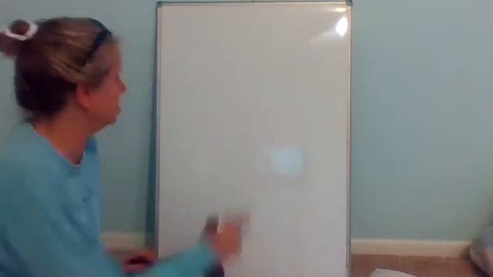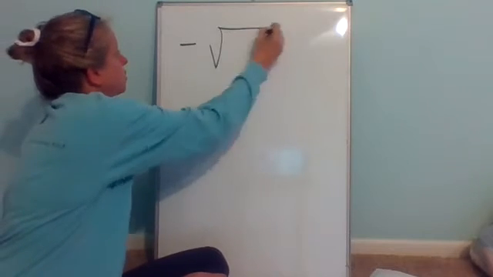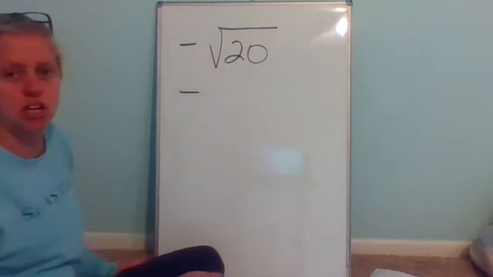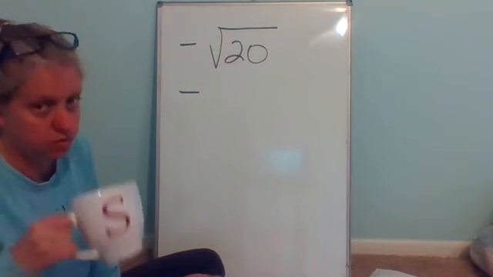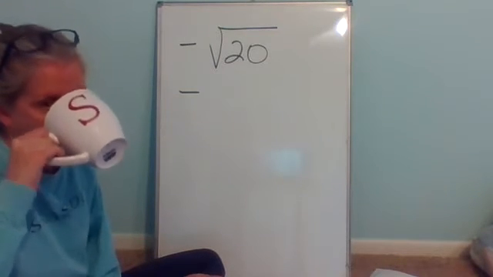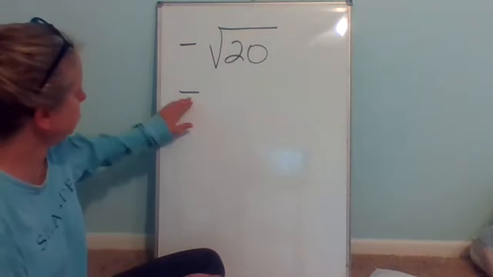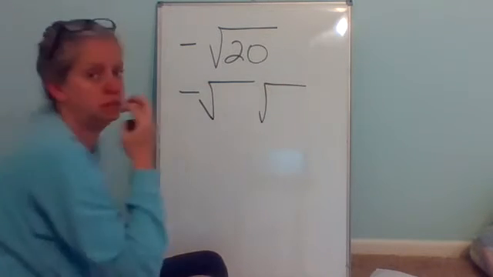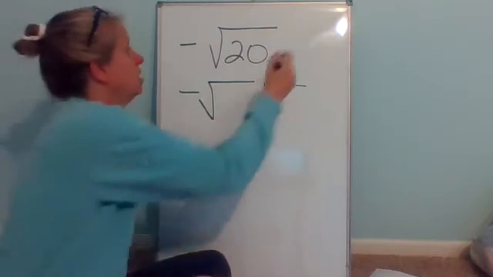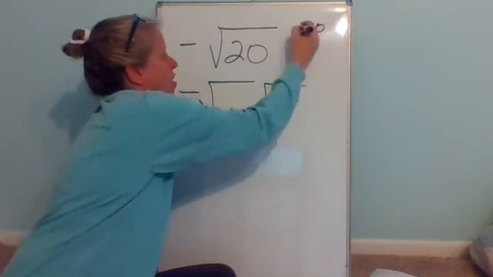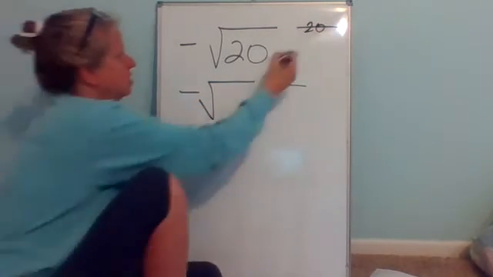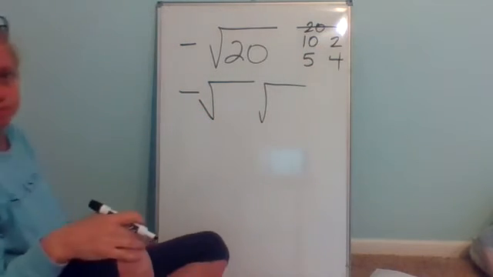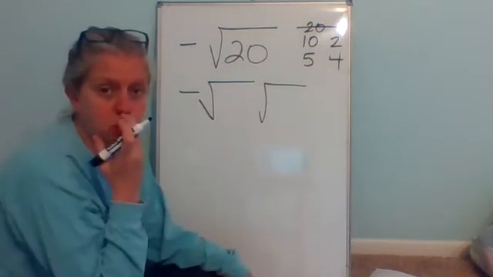Negative, but it's on the outside, square root of 20. Okay, what does a negative on the outside always do? It just comes down. 20 is not a perfect square, so I'm going to break it up. Let's see, 20 times 1, but remember, we don't ever use that. 10 times 2, 5 times 4. Those are the ways to multiply to get 20.